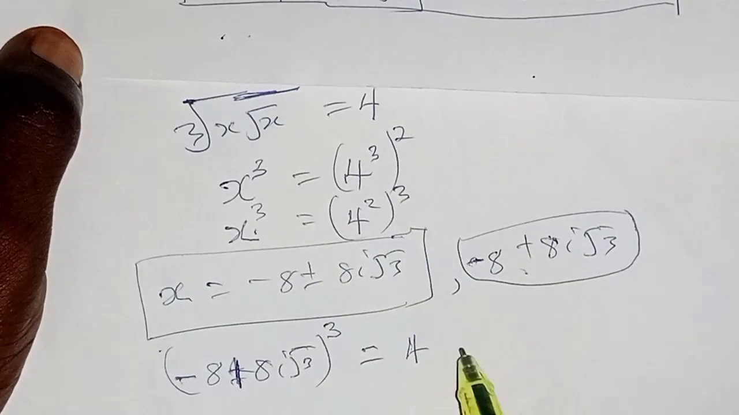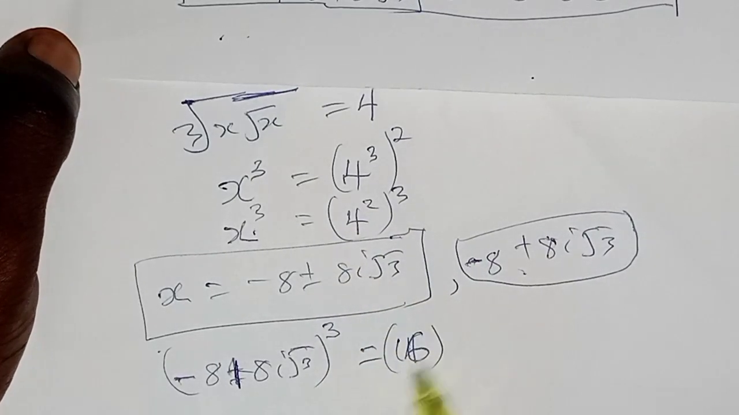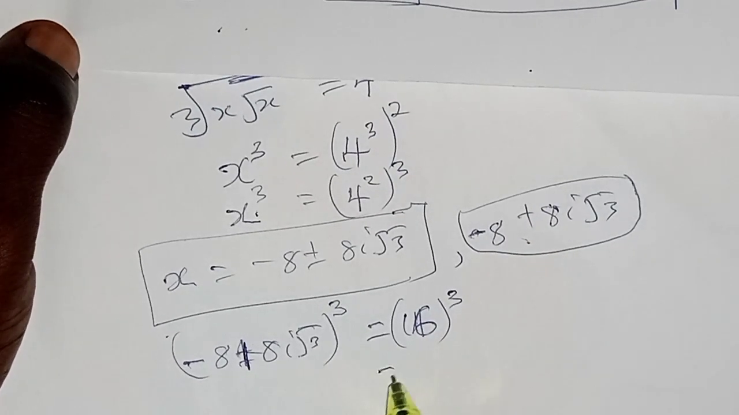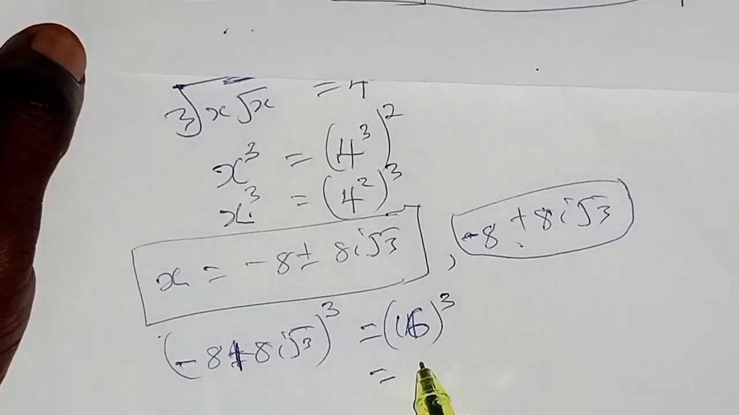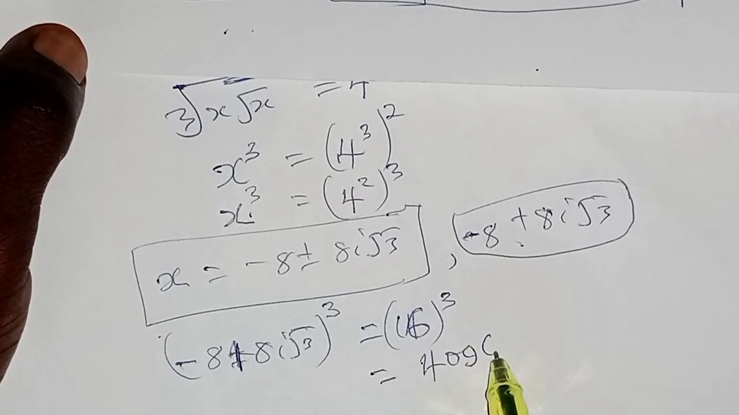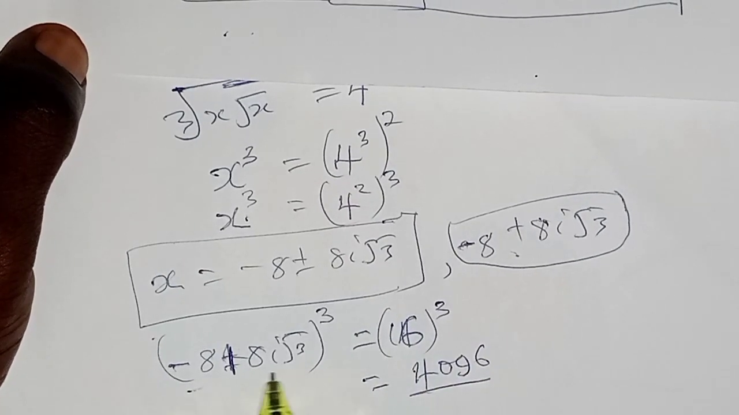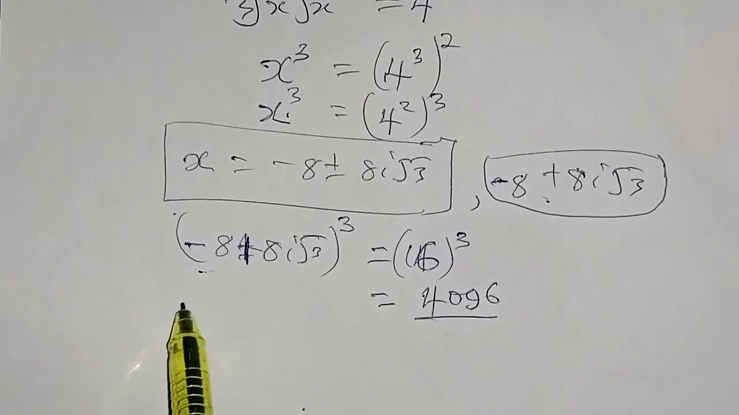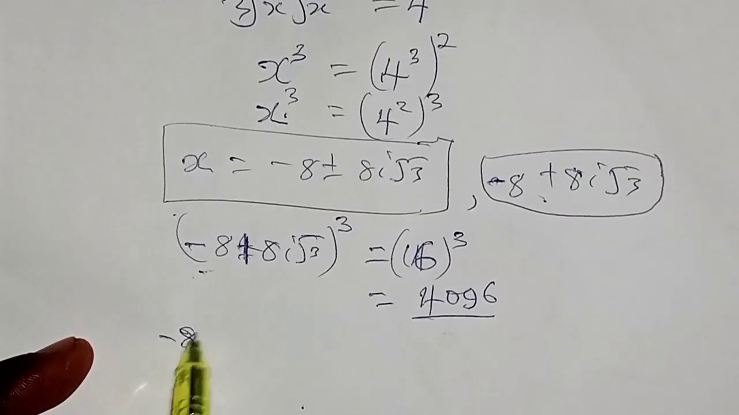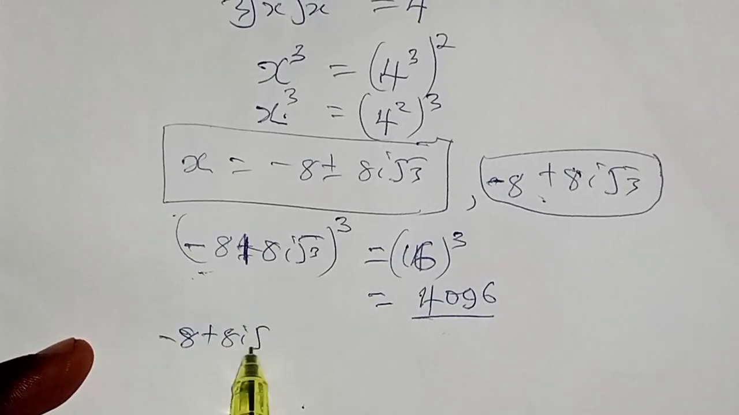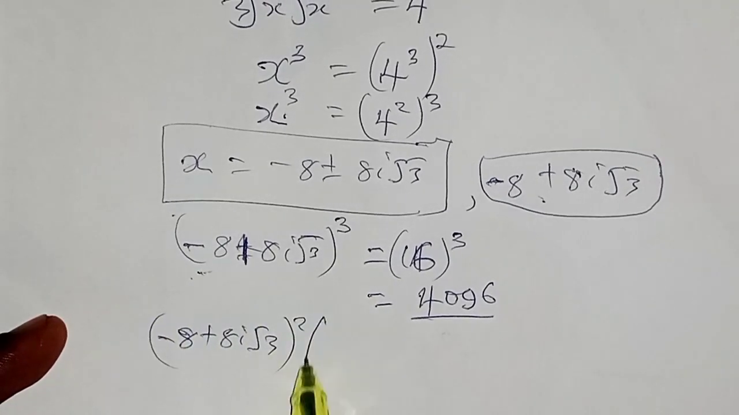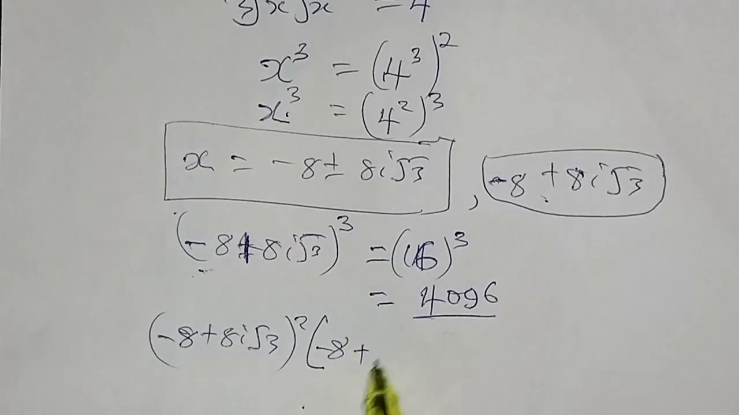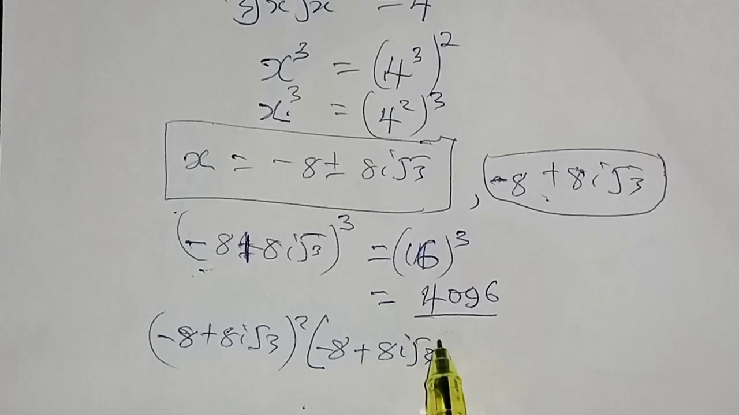And of course, if you evaluate it, this is actually 16 raised to power 3, which of course the right hand side is actually going to give us 4096. So we want to find out whether this left hand side will give us 4096. Okay, so moving on, I'm going to expand this to be (-8 + 8i√3) squared, and then it is also multiplied by (-8 + 8i√3).